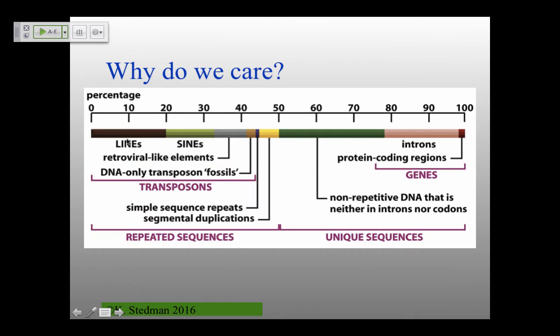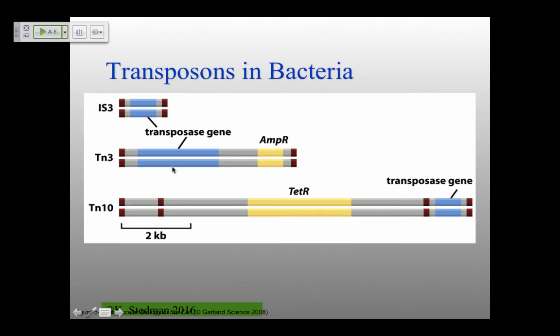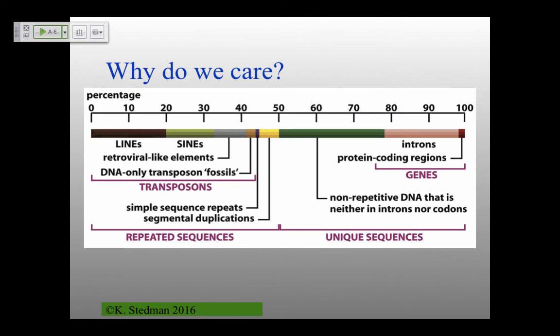Why do we care? Well, it's because most of our genome is made up of these things. 40-odd percent are these non-retroviral-like transposons, which is probably about 35% of the non-retroviral ones. The retroviral-like ones are about 10%, and there are a few DNA-only transposons present in the genome. But almost 50% of our genome is made up of these jumping genes, which is really kind of amazing. And remember, just for comparison purposes, over here, our little protein coding part is really minuscule relative to that.